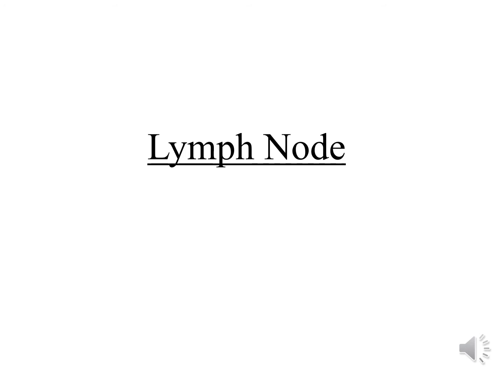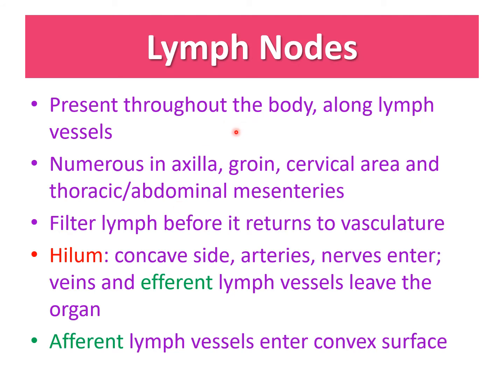Now we will start with the first lymphoid organ, that is the lymph node. Lymph nodes are present throughout the body along the lymphatic vessels, and they are numerous in the axilla, groin, cervical area, and abdominal and thoracic mesenteries. The main function of the lymph node is that they filter lymph before it returns to the vasculature.